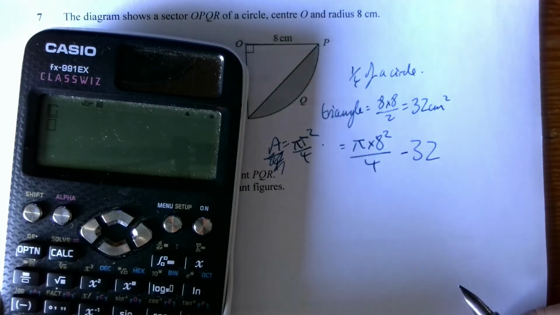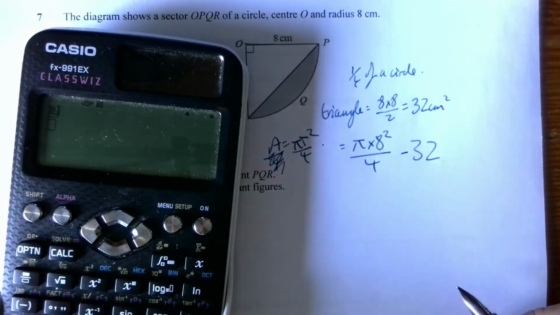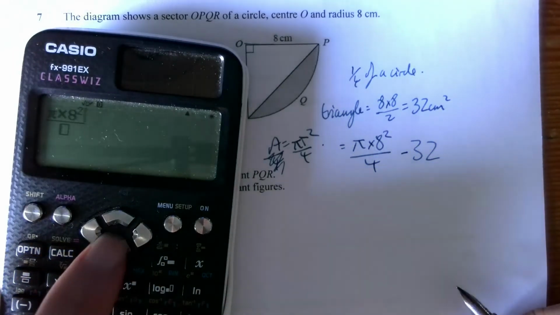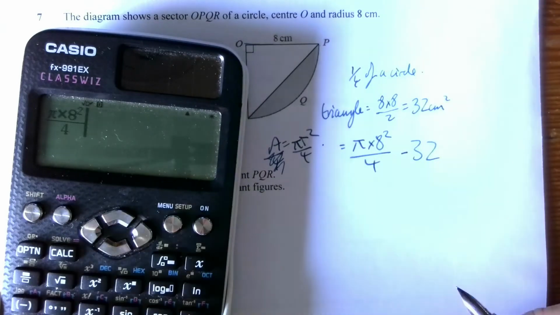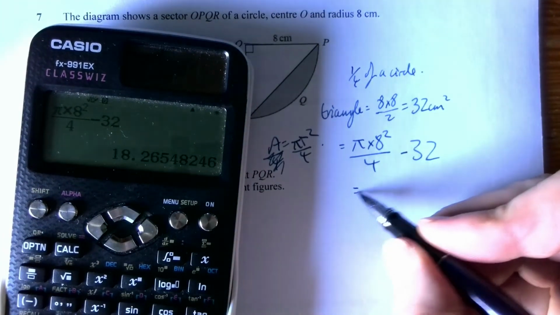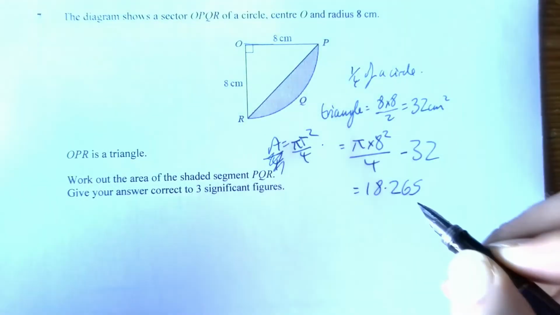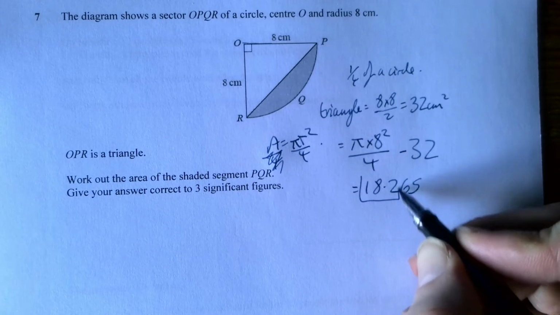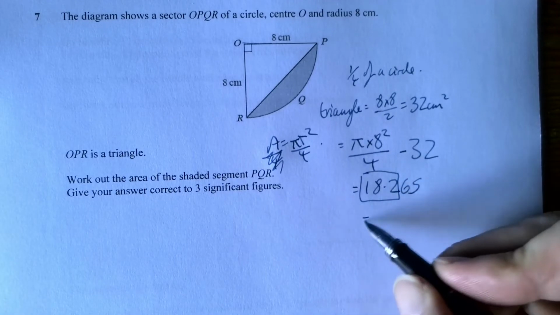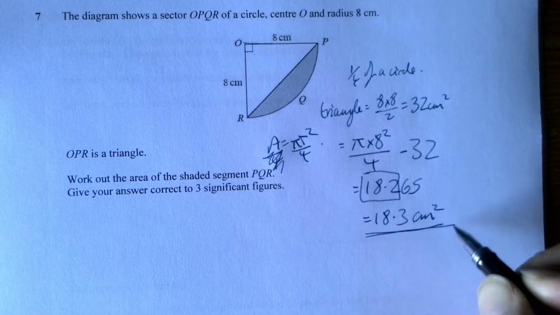So I've got fraction, I go shift pi times 8 squared over 4, take 32, and that's giving me 18.265. Now what's it asking for? 3 significant figures, so we want 18.3 centimetres squared.